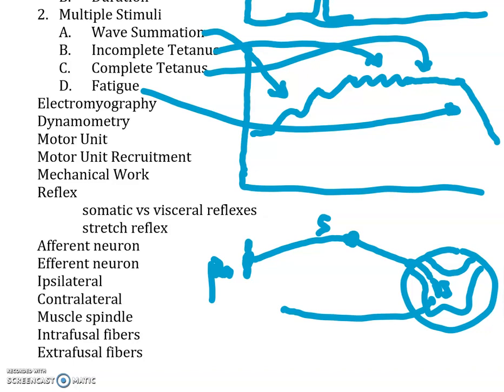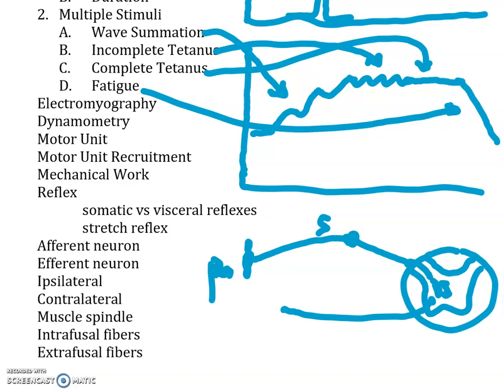Now, intrafusal versus extrafusal fibers. Let's start with the extrafusal fibers. Extrafusal muscle fibers are basically the bulk of the muscle, and they are the ones that are generating force in the muscle when the muscle contracts. The intrafusal muscle fibers are deep in the muscle tissue, and they have stretch receptors that basically transport more sensory information.